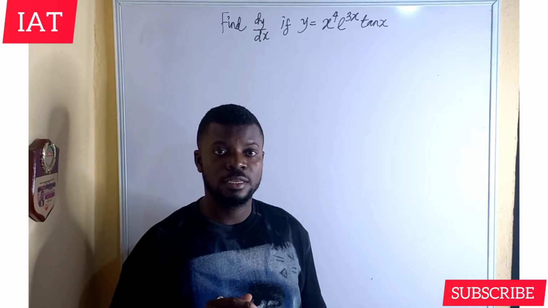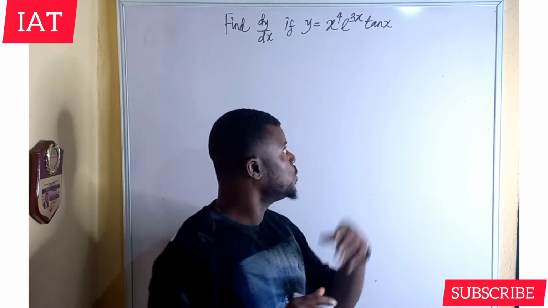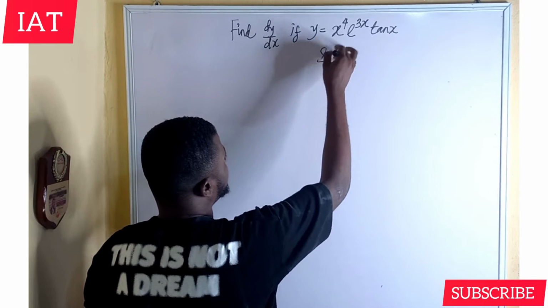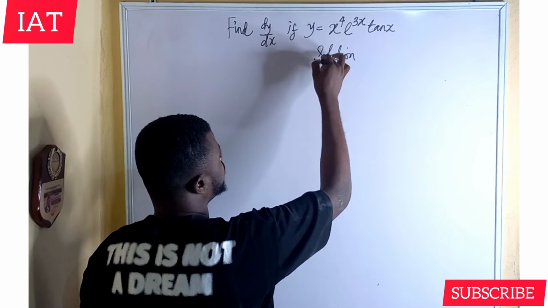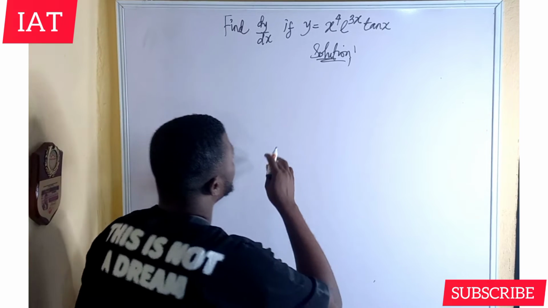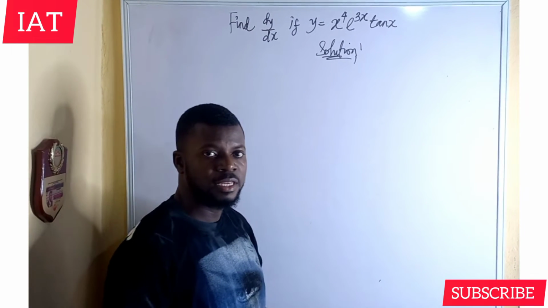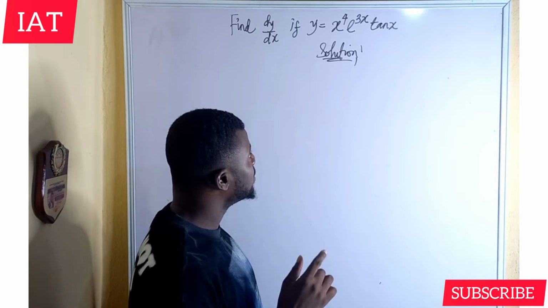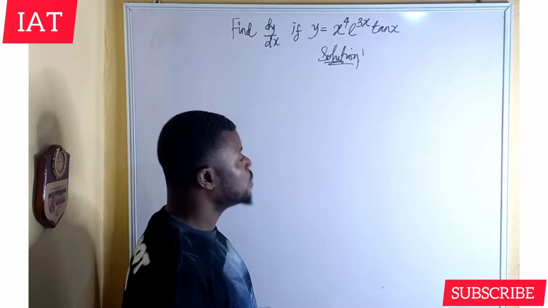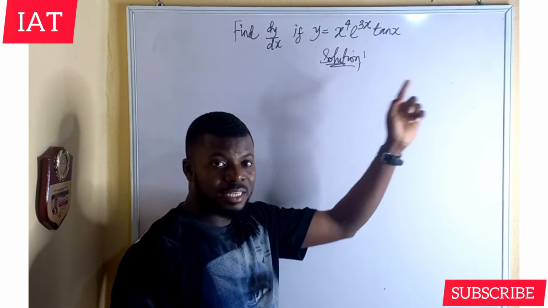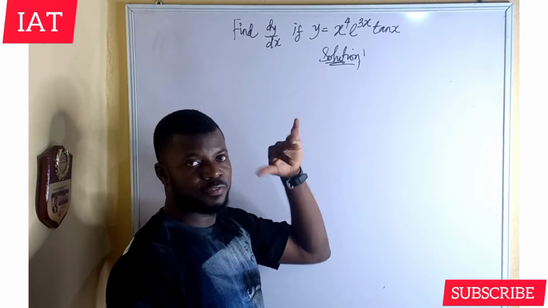This logarithmic equation, how do we solve this? It's very simple. I will start by saying, this is the solution of the problem, of course. I have y equal to x to the power of 4 exponential 3x tan x. So the fashion I'm going to go about this is to first take the ln, that is the logarithm, of both sides of the equation.